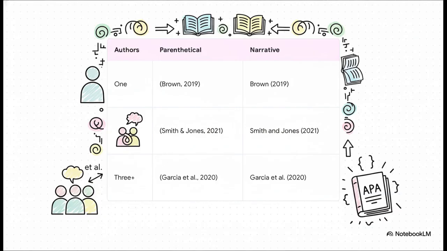So, how do these names actually show up in your paper? Well, you've got two main ways. You can put the citation in parentheses at the end of a sentence, or you can weave it into your sentence as part of the narrative, like when you say, Brown, 2019, found that. For one or two authors, it's pretty straightforward. And the great news is that with APA 7th, for three or more authors, it's super easy. You just use the first author's last name followed by et al. from the very first time you cite them.